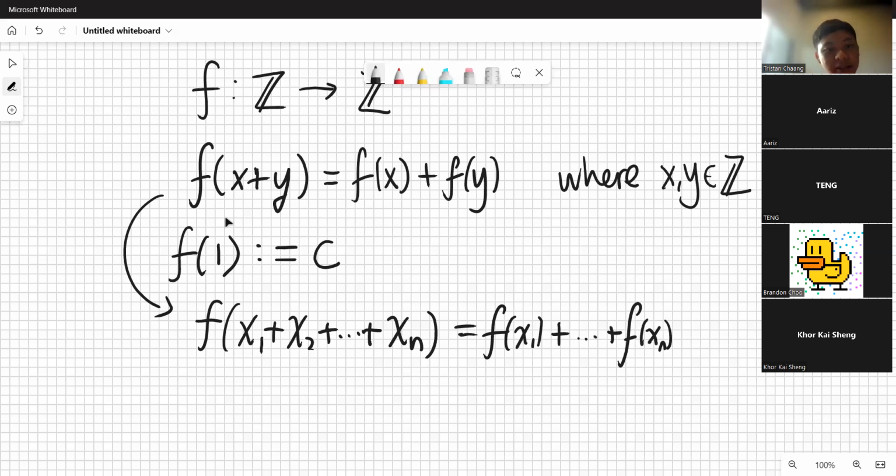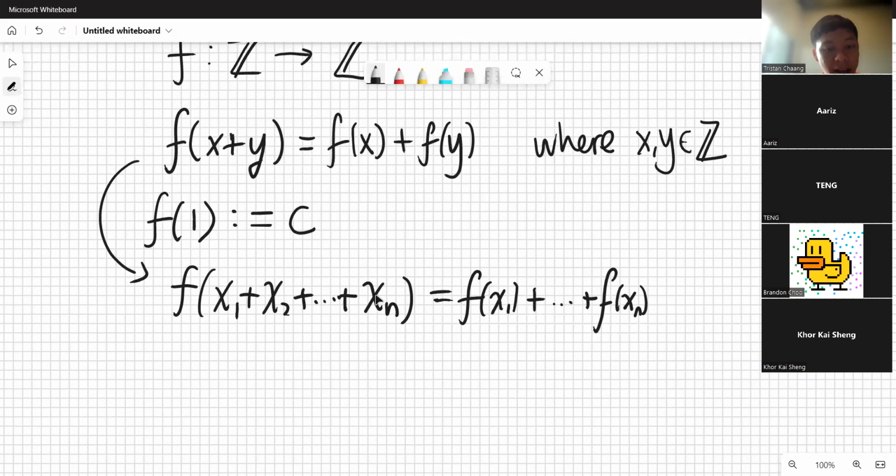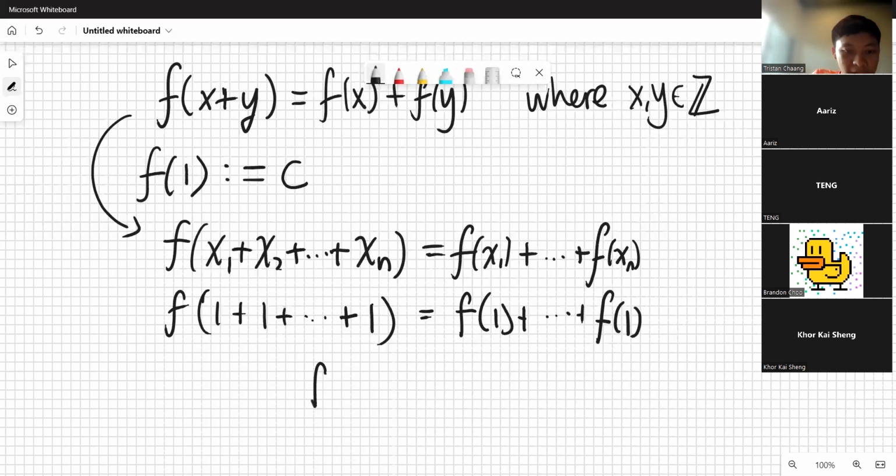And why is that? You can just pick y to be y plus z, and then you have a y plus z term over here, and then you repeatedly use that argument, so you can generalize to n variables instead of 2. And if that's the case, then f(1 plus 1 plus dot dot dot plus 1) would be f(1) plus dot dot dot plus f(1), and there are n terms. So you can see that f(n) would be f(1) times n. But of course, this is for the positive integers.